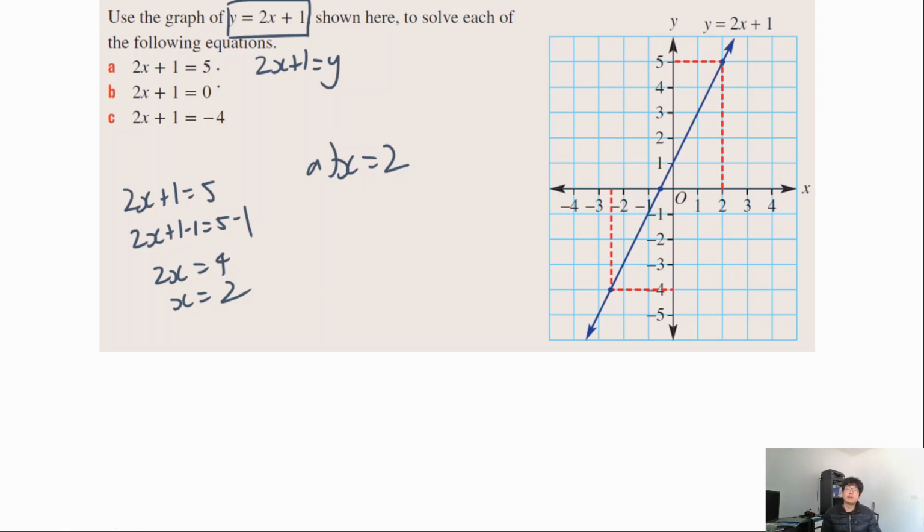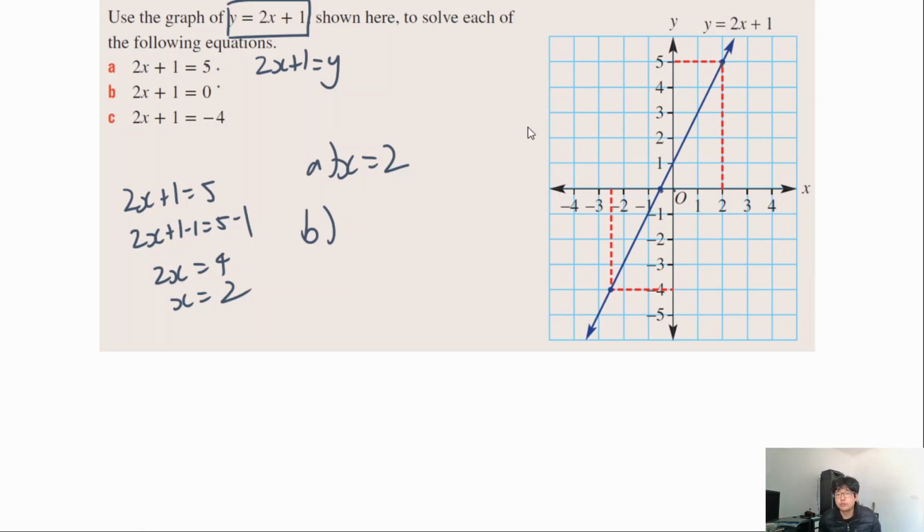So when you're given the graph like here in this equation, it's actually much easier. Let's try question B now. 2x plus 1 equals 0. Let's try the method I just taught you guys. So y is going to equal 0 in this case. We're just going to move either way until we hit the line. This time will be to the left. And we know x equals right there.